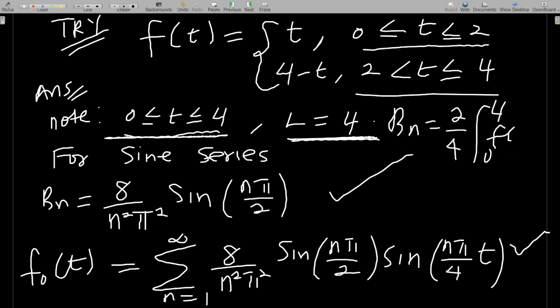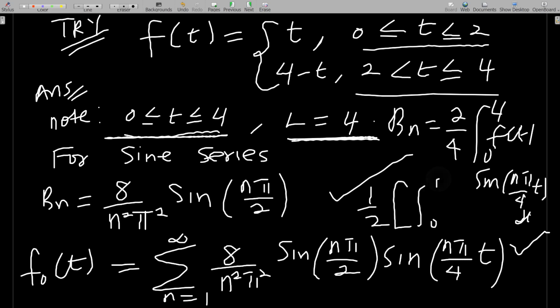4, then your f of t, sine of n pi over 4 t, dt. Okay, this is what you do, because you are doing it with t, it's not x anymore. Then when you do, you know how to split it into 2. The integration has to be split into 2, and 2 over 4 will give you 1 over 2. Okay, so it will multiply everything after splitting it. So the first integral will be 0 to 2, as is stated here, and then the f of t there is defined as t.